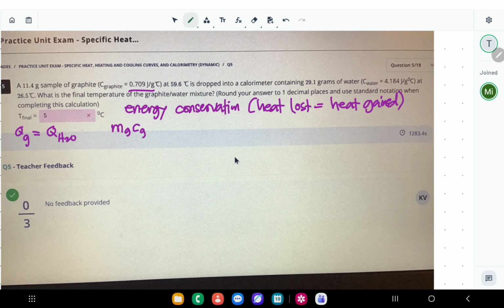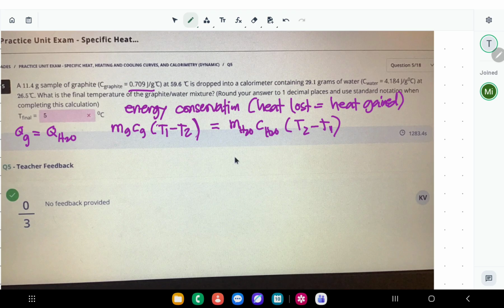So mass of graphite times the specific heat of graphite times T initial minus T final, that is heat loss. Then mass of water times the specific heat of water times, so you won't be confused, I will just use T1 and T2. T1 minus T2 for graphite, and here T2 minus T1 because heat is gained. Then we plug in everything.